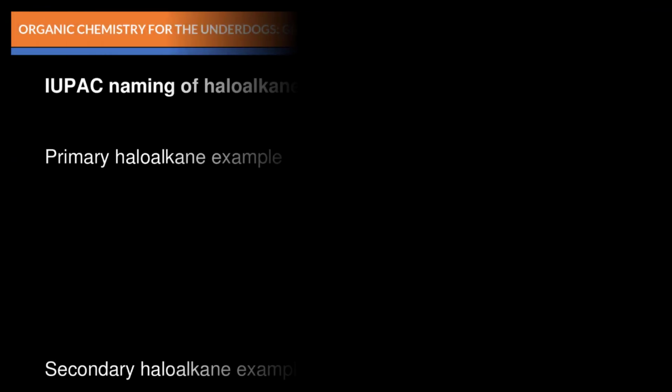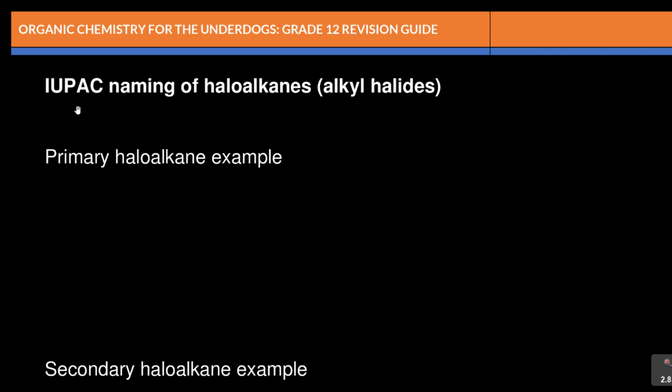In this series of videos, which I call the Ultimate Guide to Organic Chemistry, we are continuing with our lesson on the IUPAC naming of haloalkanes, sometimes referred to as alkyl halides. This is a very important topic because most of the questions sometimes come from this section. Haloalkanes are halogens in group 7: fluorine, chlorine, bromine, and iodine.